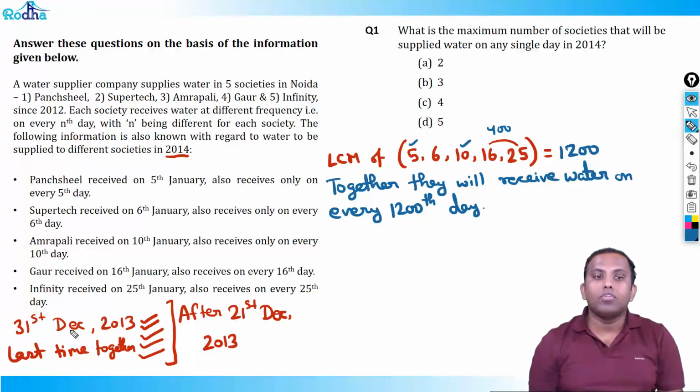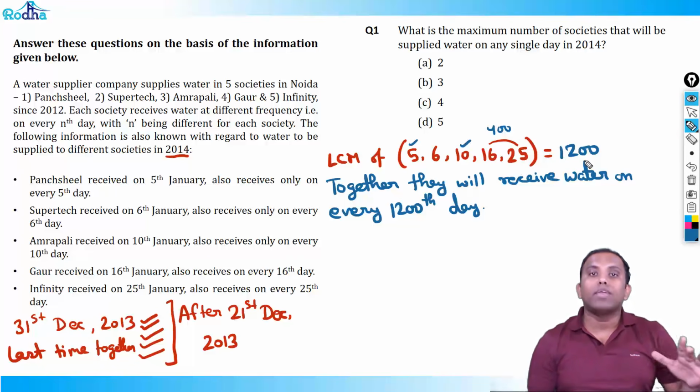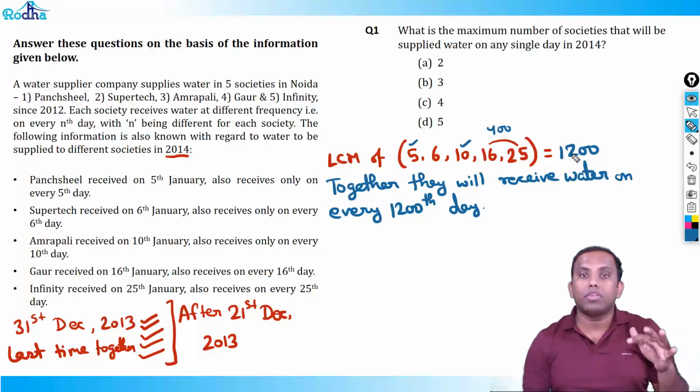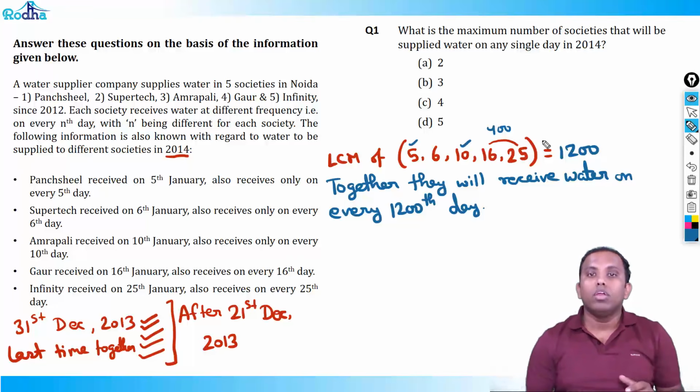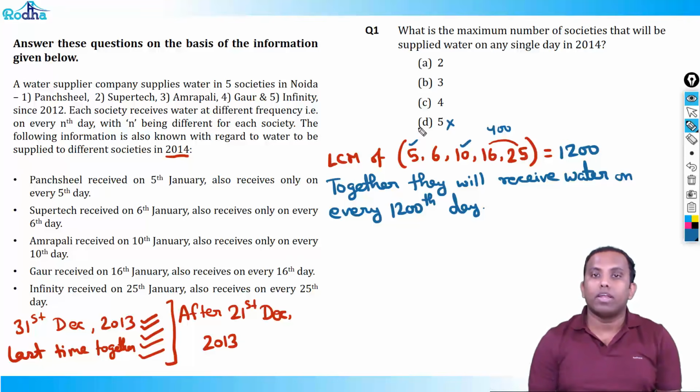So last they received on 31st December 2013, and after 1200 days all 5 will receive. What is 1200 days? That is in between 3 and 4 years, right? Because 365 days per year, 365 into 3 is 1095, right? So that is around in between 3 and 4 years they'll again receive. So 5 is obviously not the answer for this question. Let's check for 4, and try making it within 1 and 2 years, right?